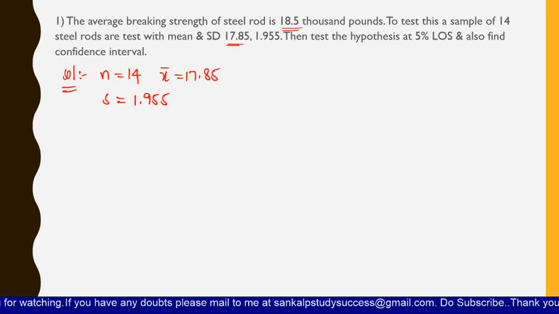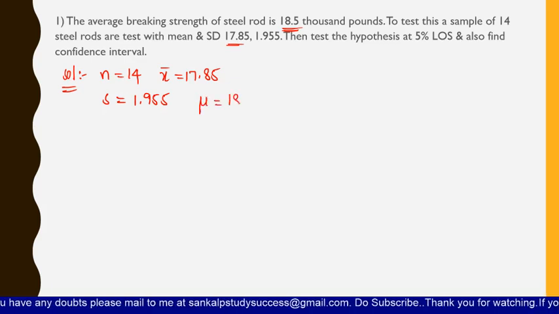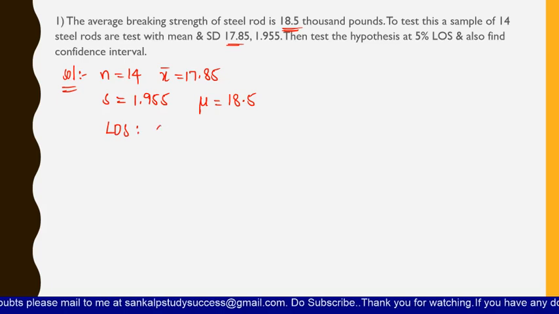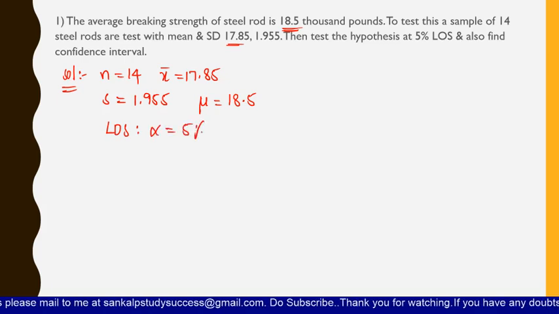Now, what is the average breaking strength of the steel rod? This is nothing but mu, correct? Mu is equal to 18.5. Here you are also given the level of significance, that is alpha, which is equal to 5%. This is the given information in the question.